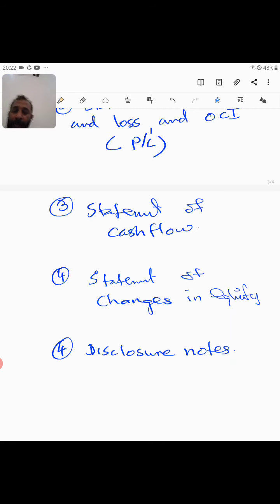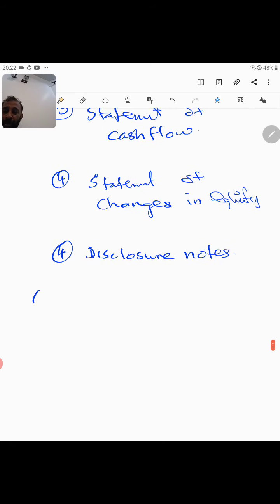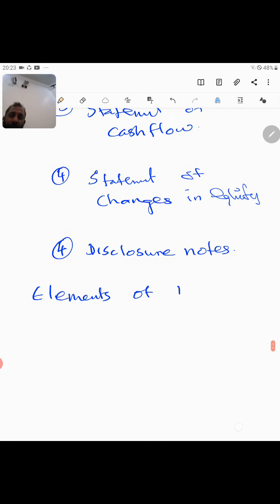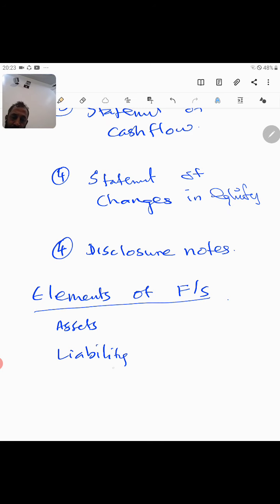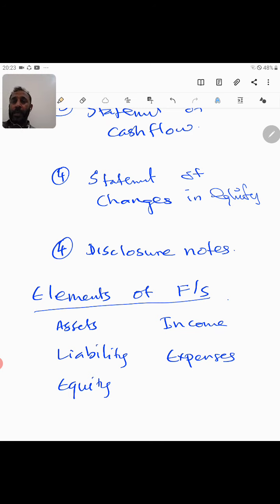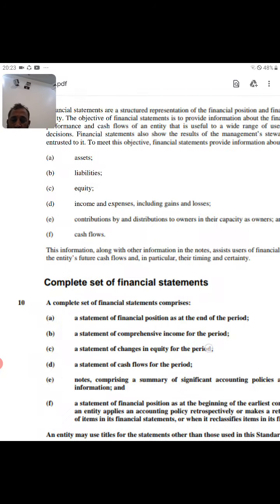Also we have to learn about the elements of financial statements. The elements of financial statements are assets, liabilities, equity, income, and expenses. So these are the five elements of financial statements. Let's move on.